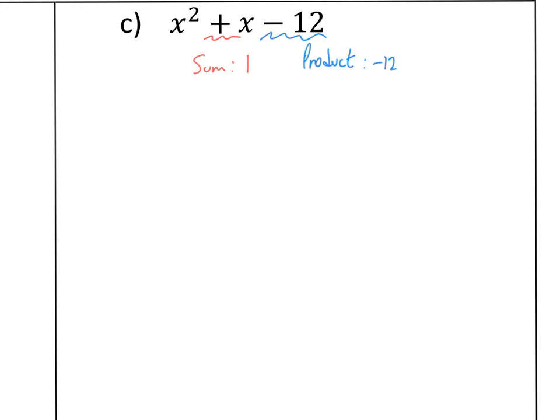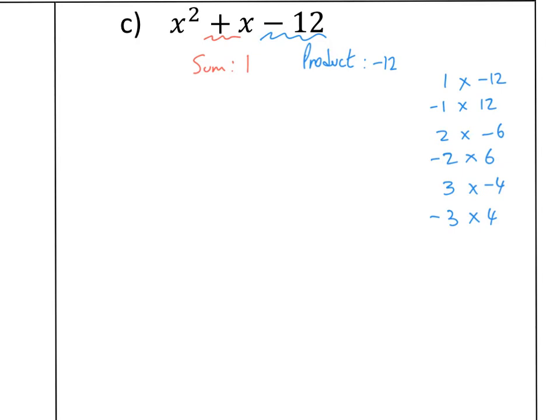So now we're looking at numbers that multiply to give minus 12. So we'd have 1 and minus 12, or you would have minus 1 and 12. 2 and minus 6, or minus 2 and 6. 3 and minus 4 and minus 3 and 4. So those are all the different combinations of multiplying to give minus 12.